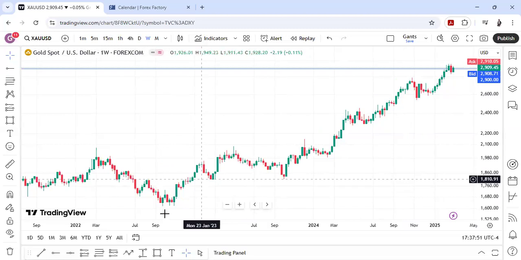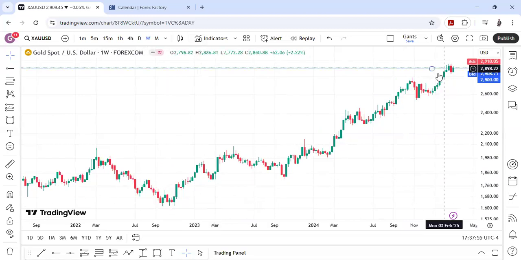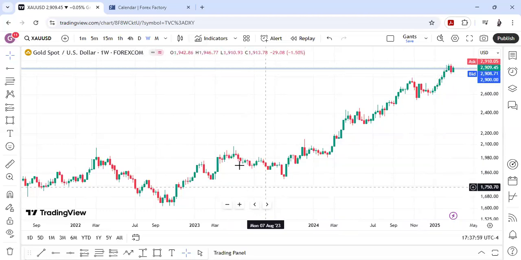because gold has been significantly bullish for more than a year. Since October 2023, it has been bullish till right now. No form of correction has been taken. It has not taken any sell side liquidity. It's been bullish and bullish.